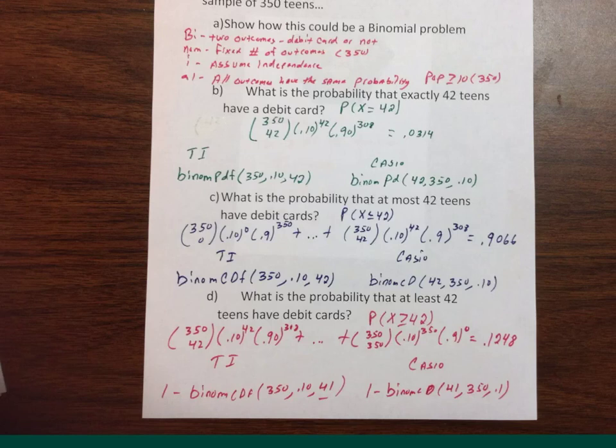What is the probability that at most 42 teens have debit cards? So now we want the probability that x is less than or equal to 42. Again, you have to show your work. 350 over 0 times 0.1 to the 0 times 0.9 to the 350, plus ... The last one, which is 350 over 42 times 0.1 to the 42 times 0.9 to the 308, equals 0.9066. The Casio and the TI steps for the calculator are shown below.